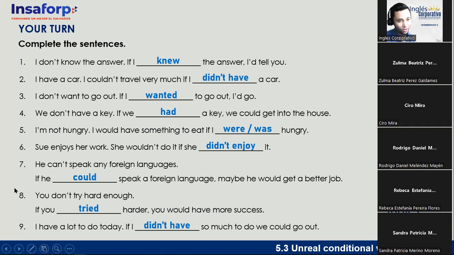Pero no puedo. ¿Por qué? Por lo que dice aquí primero. I have a lot to do today. Tengo mucho que hacer. Si no tuviera tanto que hacer, podría salir. Okay. Very good. How many people are there here today? We have 13 participants. Okay, we can work in groups.